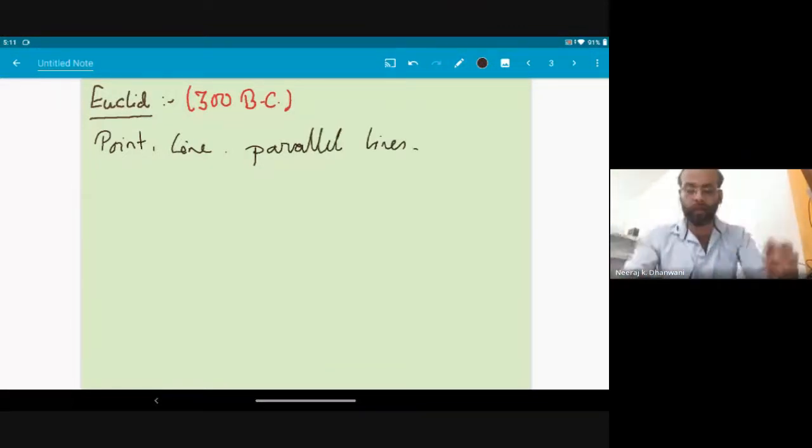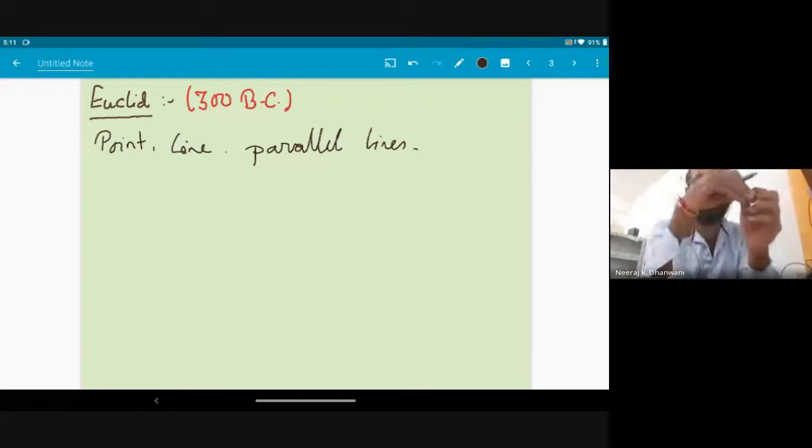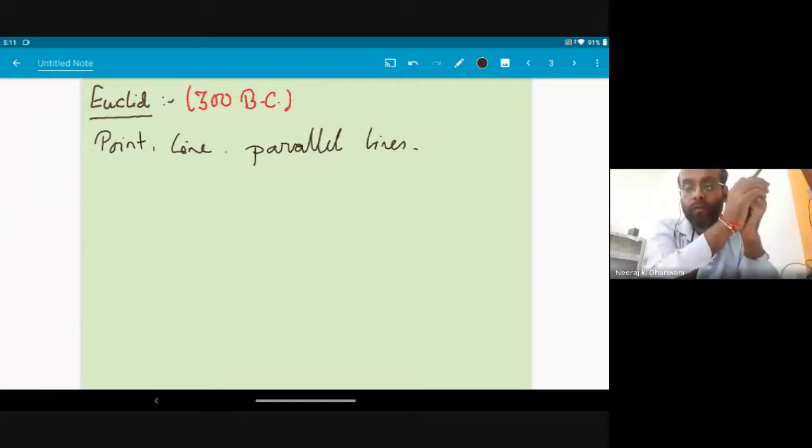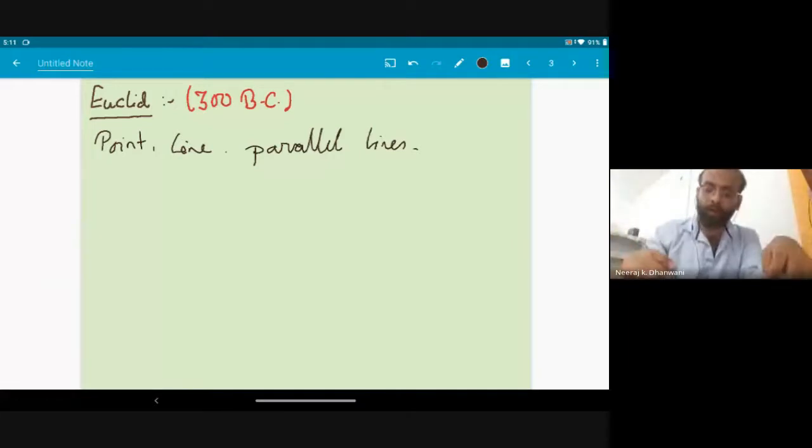We don't need a model to understand these things. So his point meaning is anything which doesn't have any volume or any area. His line was something which doesn't have any volume or area, but has length. Parallel lines, his definition of parallel lines was very different from what we used to learn, that I will maybe show in some time. And so on, what the angles are and so on.